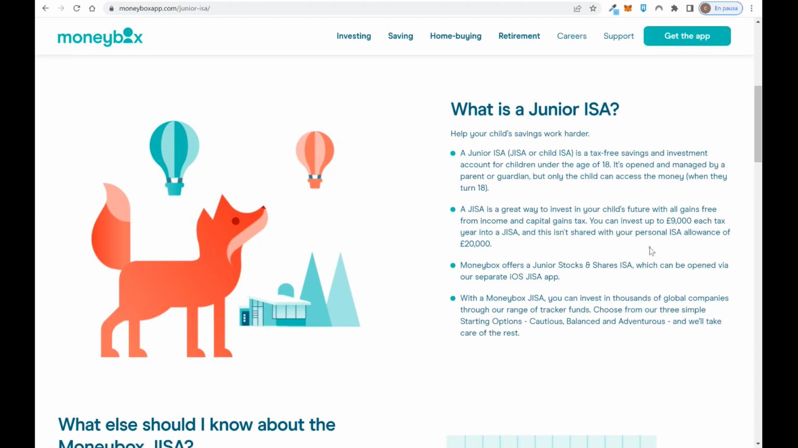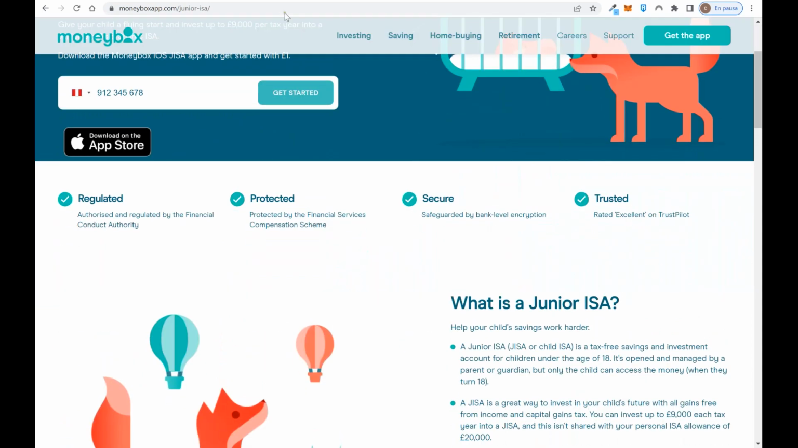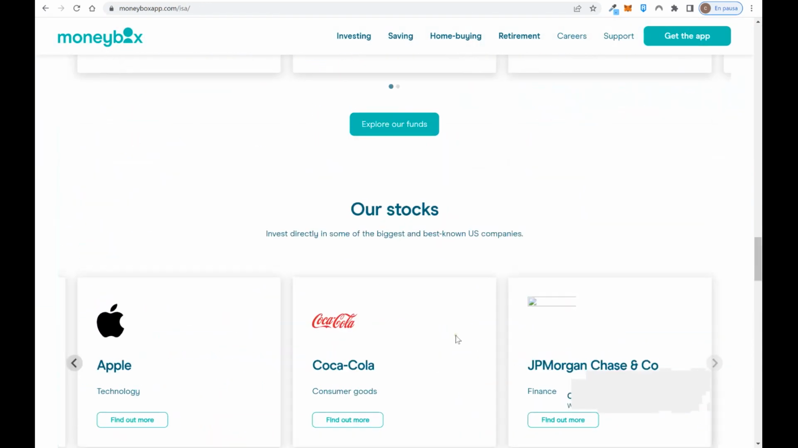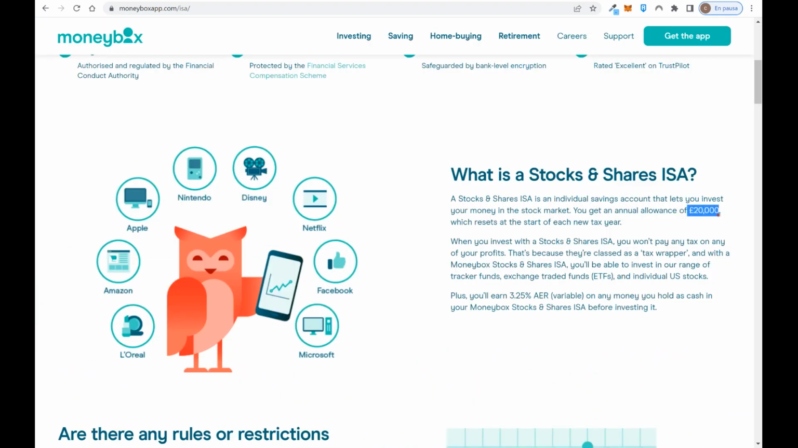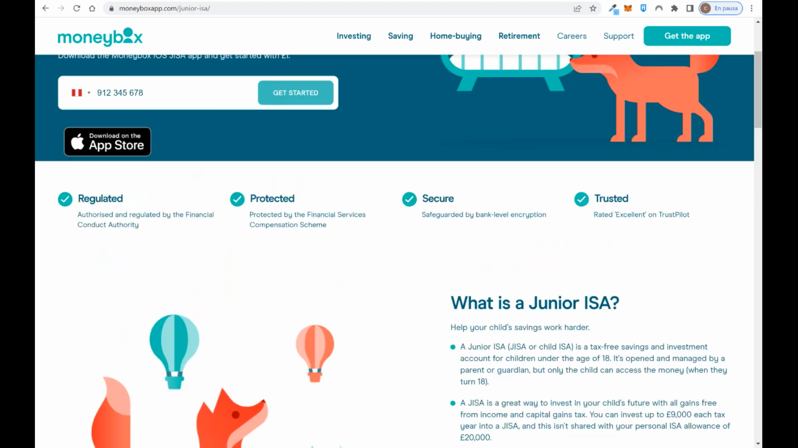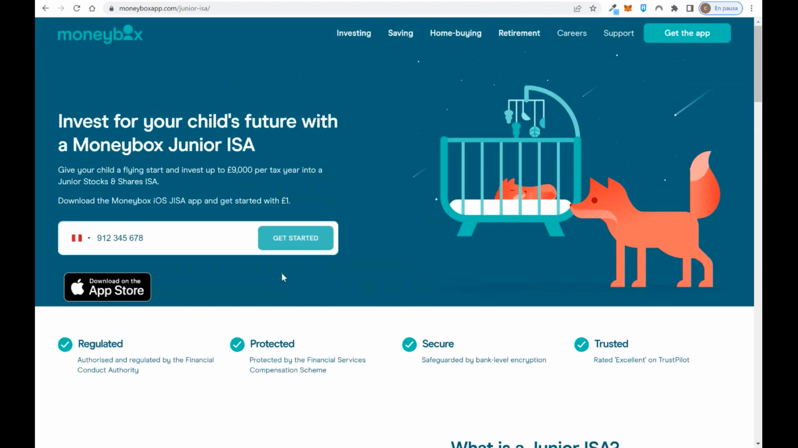So it's quite useful to create an account for your children and also to use this other alternative, because this account is also tax-free up to £20,000 per year. So in this account you have up to £20,000 per year tax-free, and in this one you have £9,000 tax-free per year for each of your children.